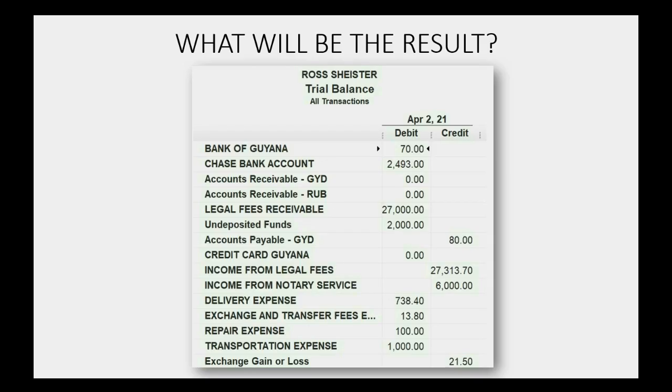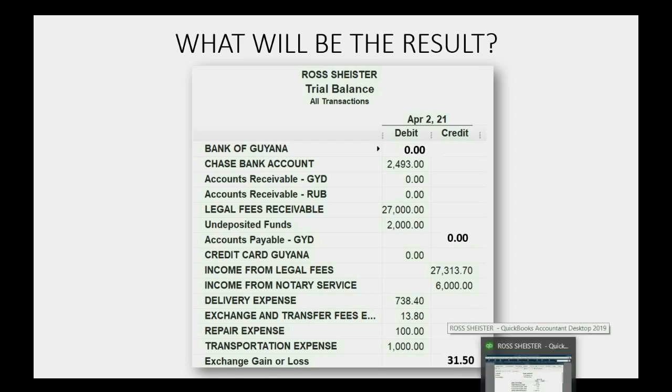So what will be the result after we pay? Well, both the Bank of Guyana and Accounts Payable Guyana should both become zero. Bank of Guyana becomes zero because we gave all 10,000 units to Gina. And Accounts Payable Guyana should become zero because we gave all 10,000 units to Gina. But we had a $10 gain, which will increase our net gain or loss on exchange, and it will become $31.50. Let's go ahead and pay the bill.